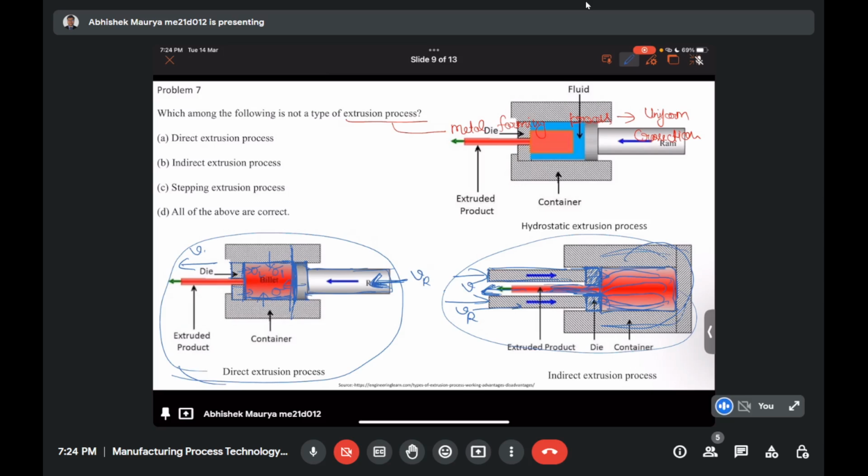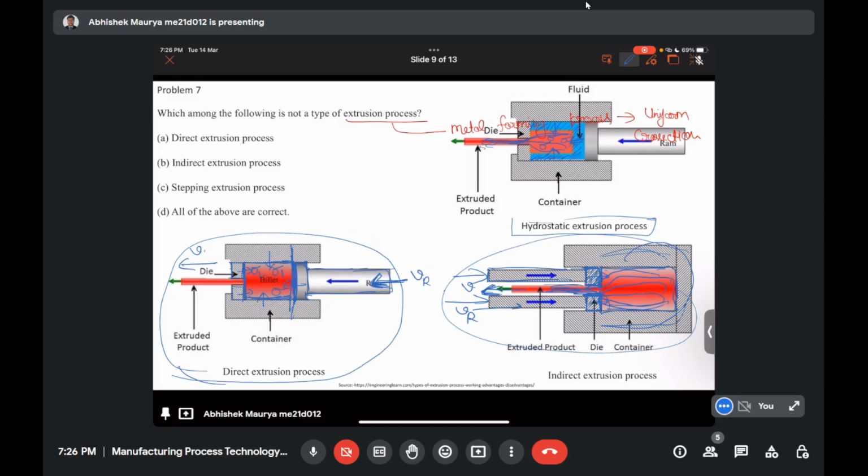In order to achieve uniform load from all sides, what we do, we apply some liquid or some fluid in between the billet and the ram. Now we are not pushing the billet, we are pushing the liquid, and we know that the liquid has the property that it distributes the pressure equally in all directions. Because of that, the billet will experience an equal amount of force or stress from the fluid, and its material will flow towards the outside. So we are able to achieve an equal amount of stress from all directions only because of the fluid, and that is called the hydrostatic extrusion process.